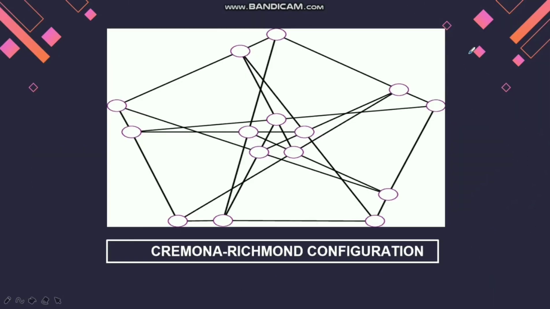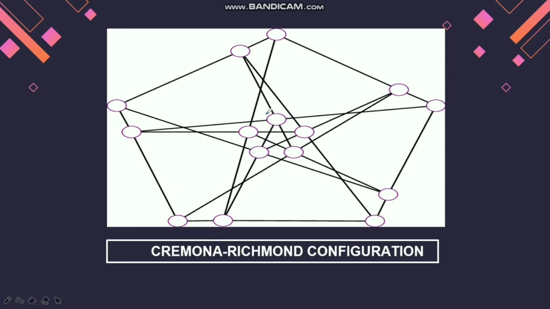So this is the Cremona-Richmond configuration. As you can see, it consists of 1, 2, 3, 4, 5, 6, 7, 8, 9, 10, 11, 12, 13, 14, and lastly 15 points.